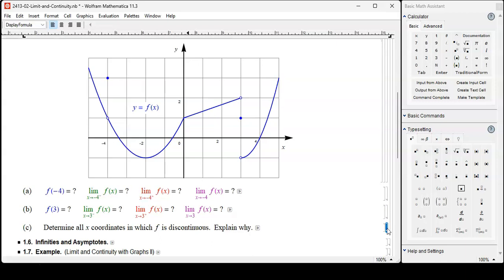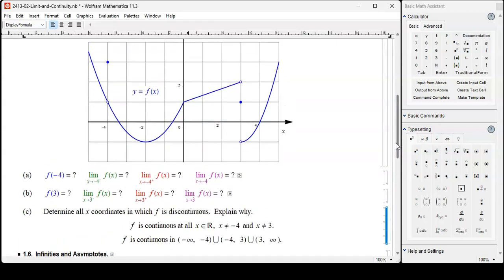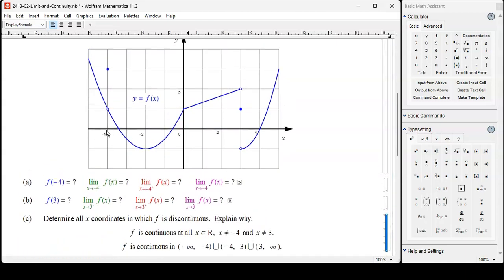Finally, determine all x-coordinates at which f is discontinuous. Well, x equals -4 and +3, otherwise all continuous. So you can express it in interval notation like this. And check back to your picture. Does it make sense? The common idea of continuity versus the limit expression.